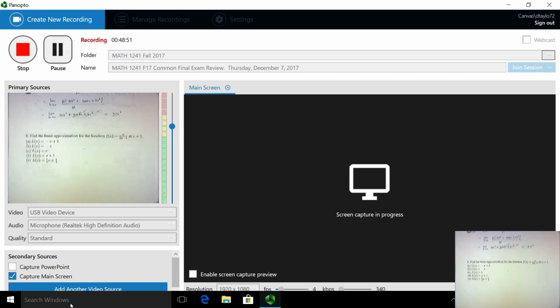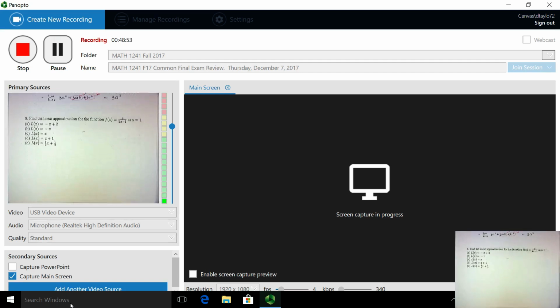Problem number 8 says find the linear approximation of the function f of x equals x over 2x minus 1 at the point a equal to 1. All right, so linear approximation really is, I mean, it's almost the same thing. This problem might as well have said find the equation of the tangent line at x equal to 1.